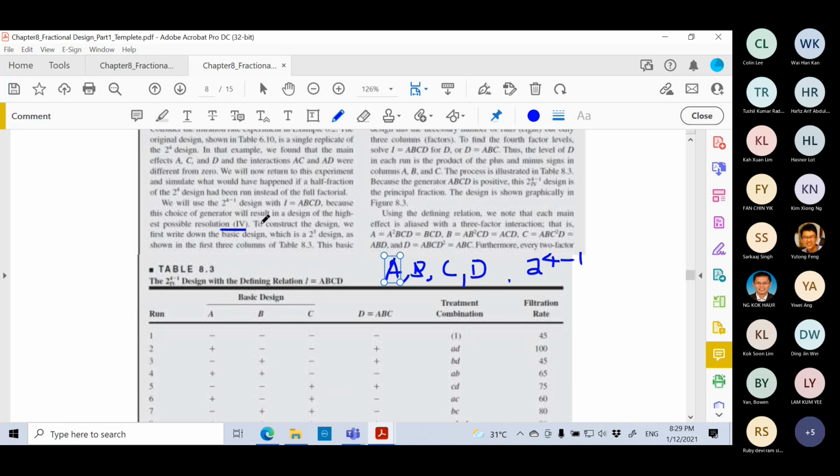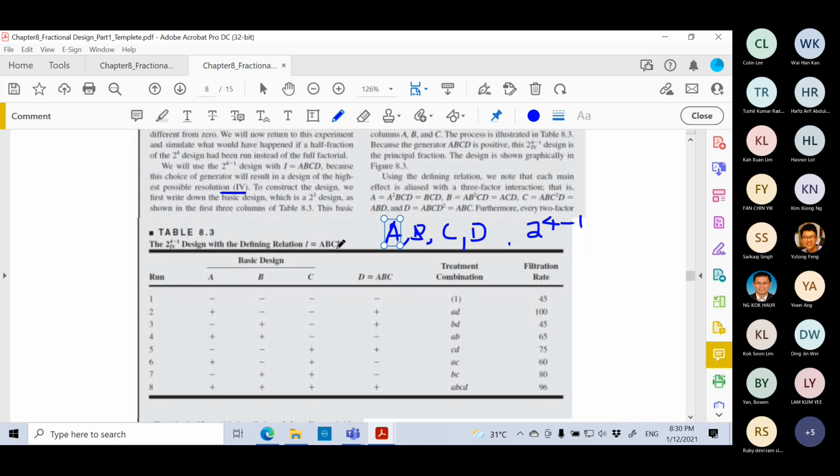But if you choose resolution 3 and study the alias structure, you can see that a lot of the constraints mean that the main factor will be aliased with the 2-factor interaction. So this will make it difficult to estimate which are the important factors. So we will choose the highest resolution. So the I is equal to ABCD.